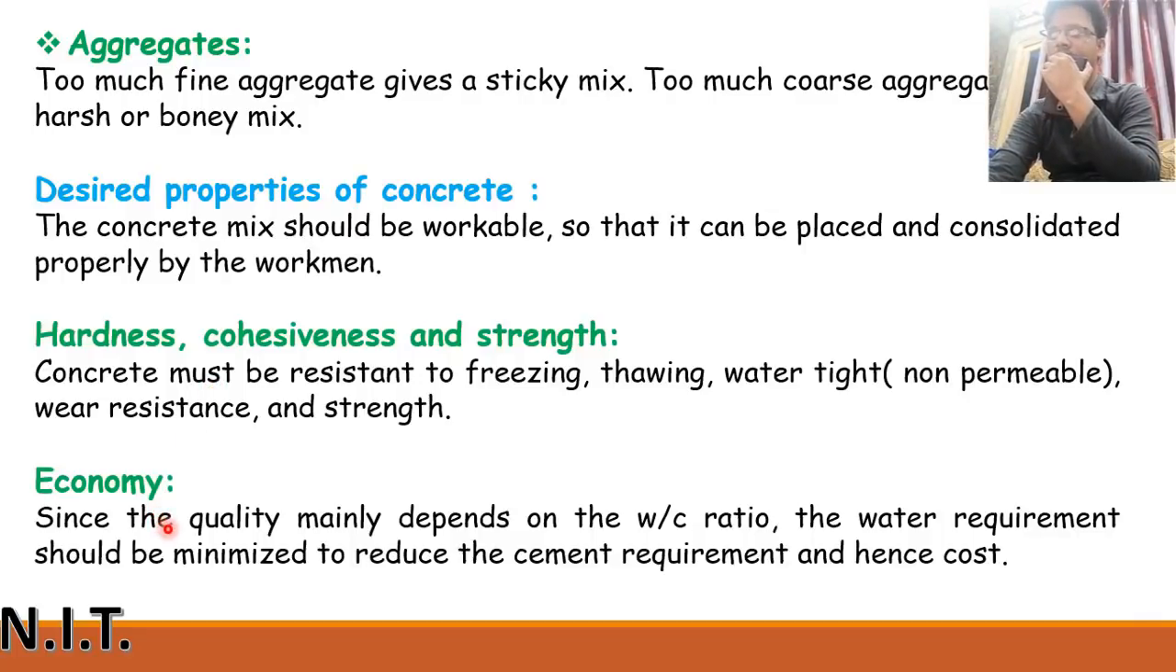Economy, obviously economy is the most important factor. Since the quality mainly depends on water cement ratio, the water content or the water requirement should be minimized to reduce the cement requirement and hence cost. If you control the water requirement, you can minimize the cement requirement. Obviously cost will be reduced, or you can control it.